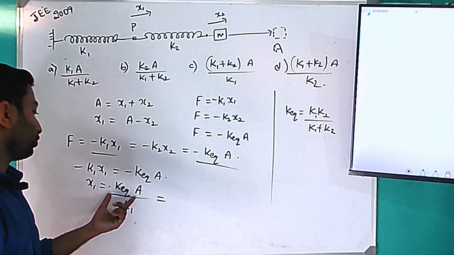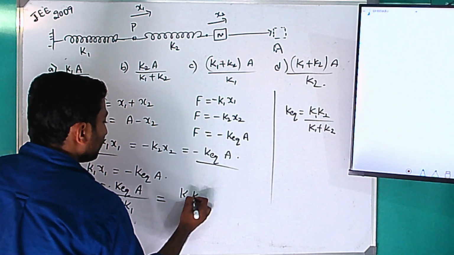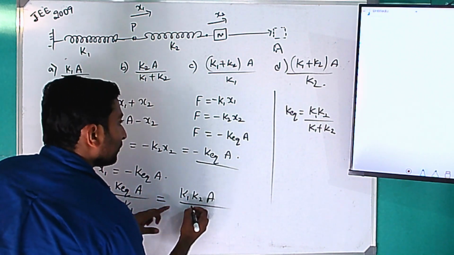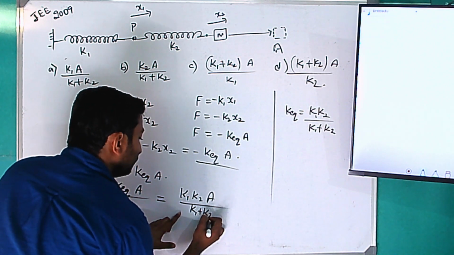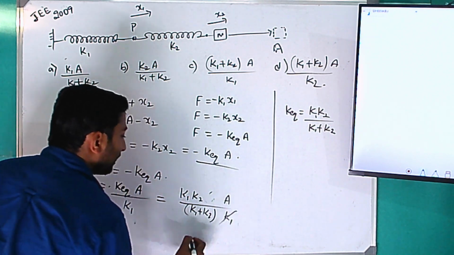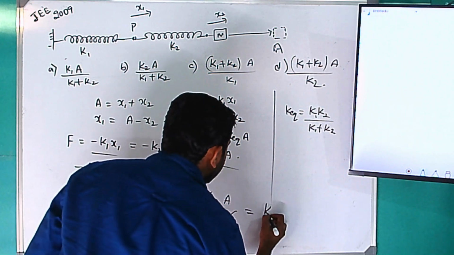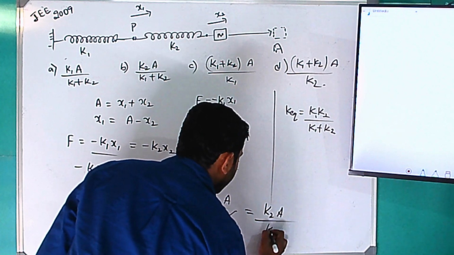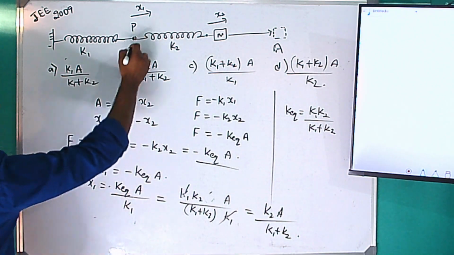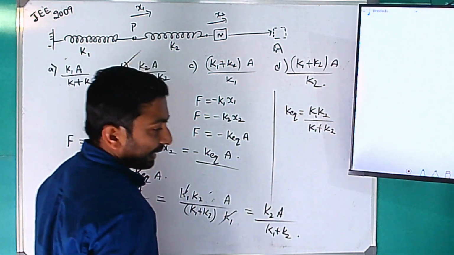So substitute that in place of k equivalent. K equivalent is equals to k1 k2 by k1 plus k2, into A divided by k1. K1 gets cancelled. That means the x1 is given by k2 into A divided by k1 plus k2. So that is the amplitude of the particle P. So what is the option? Option B is the right answer.